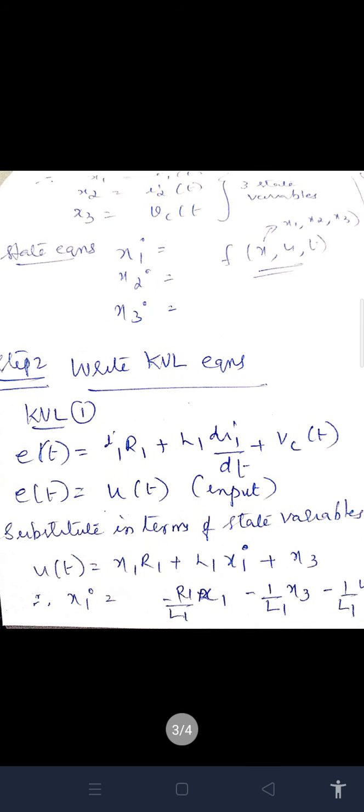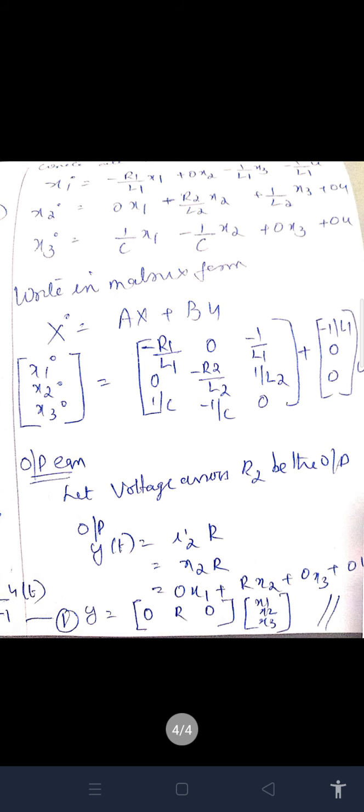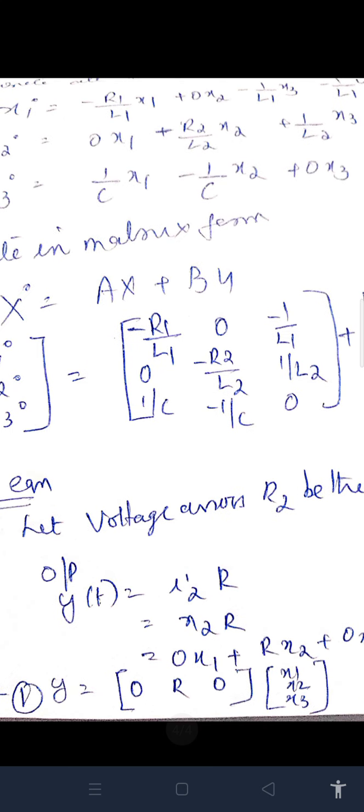Now replace the variables by state variables. I1 will be replaced by x1. C into dVc by dt will be replaced by C into x3 dot, plus I2 of t will be replaced by x2. From that rearrange and obtain x3 dot. So once you rearrange and write x3 dot, that will be the third state equation. So now we got the three state equations.